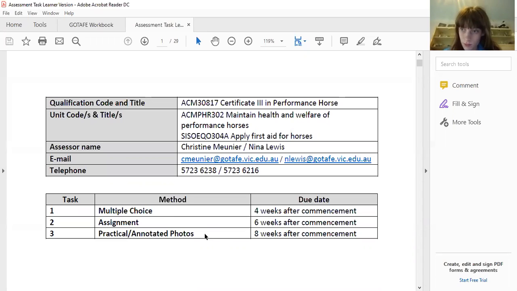When it comes to the practical, what are we on now? November. Generally, this is going to be due in the new year either way. So with the prac, if we do it at Go TAFE, we'll be looking at potentially a January or February workshop maybe. If you're doing it through annotated photos, then the date would have been set within that email when it was first sent out to you.